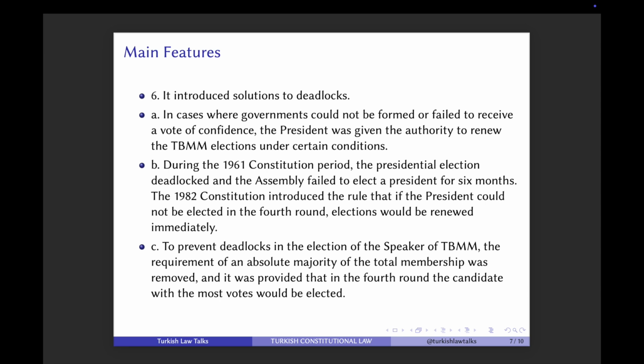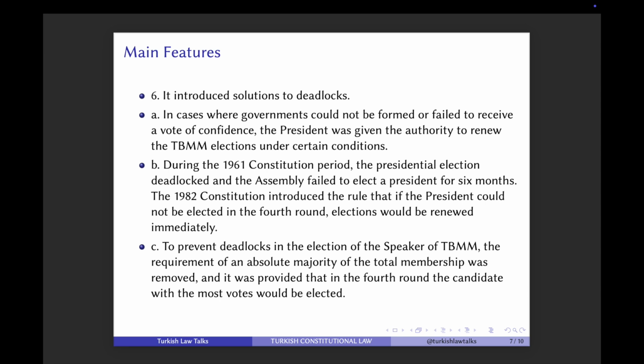Okay. What about electing the president? I recall that caused issues before 1980. Big issues. Yeah, under the 61 Constitution, there was that infamous 6-month period where they just couldn't elect a president. Right. So the 1982 Constitution put in a mechanism. If, after 4 rounds of voting in the parliament, there's still no president elected, then what? Then boom, new general elections are held immediately. No more prolonged deadlock in that specific area.